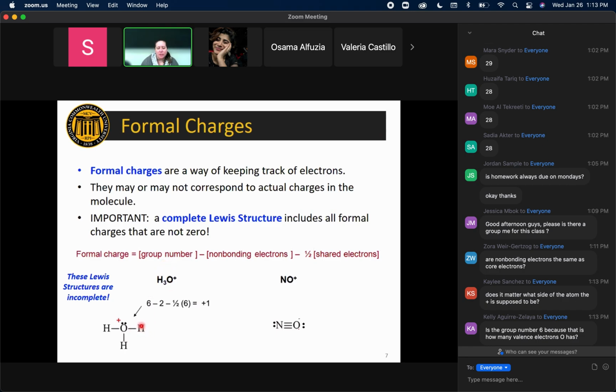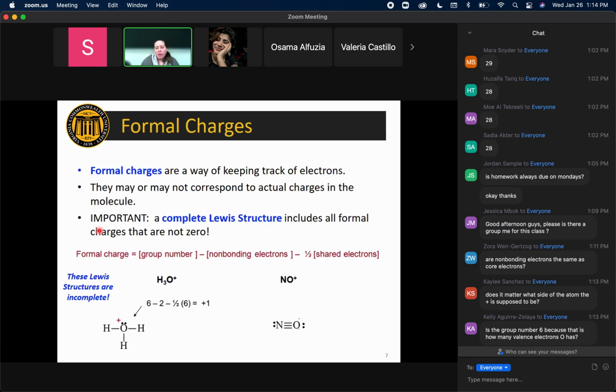If you work out the equation, hydrogen is group number 1. It has no non-bonding electrons, so it's 1 minus 0 minus half of the 2 electrons that are in the shared bond. So it's 1 minus 0 minus 1, which would equal 0. So hydrogen has a formal charge here. It's just that charge is equal to 0. Does that make sense? If you have H minus, like the hydride anion, which you guys will learn about later in this course, you don't have to worry about it now. That's a hydrogen atom that carries 2 electrons, and that has a formal charge of minus 1. So there are exceptions.